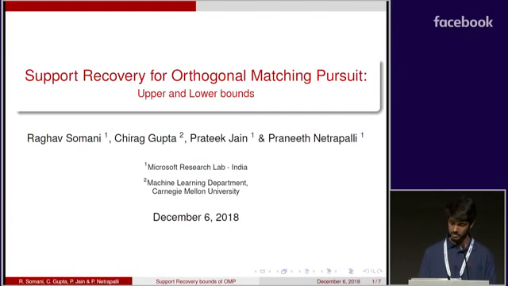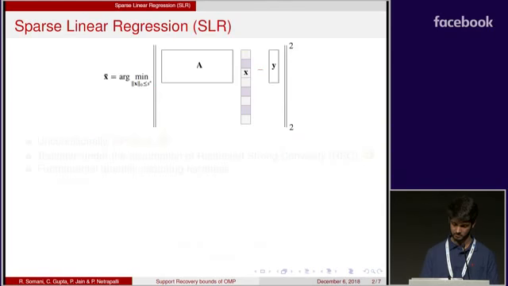In this work, we study a simple and classical algorithm, orthogonal matching pursuit, which is very popular in the domain of compressed sensing and sparse regression. So, given a matrix A with n samples each of d dimension and an observation vector y of length n, the goal is to find a sparse vector x bar, which minimizes the least squares objective.